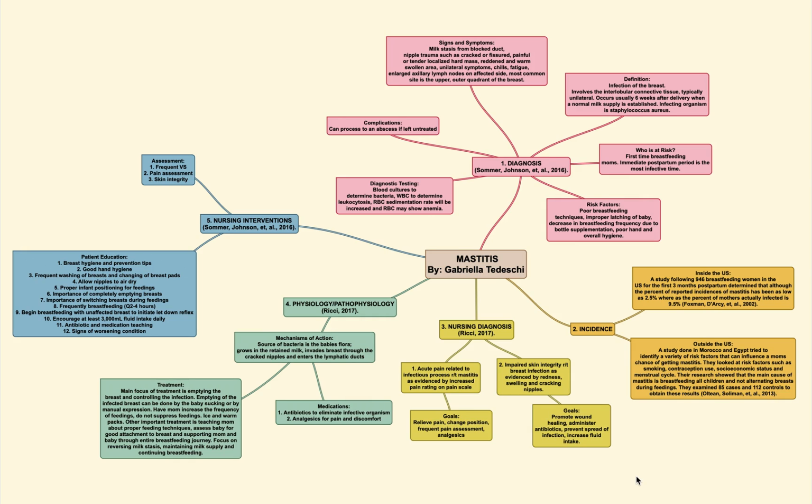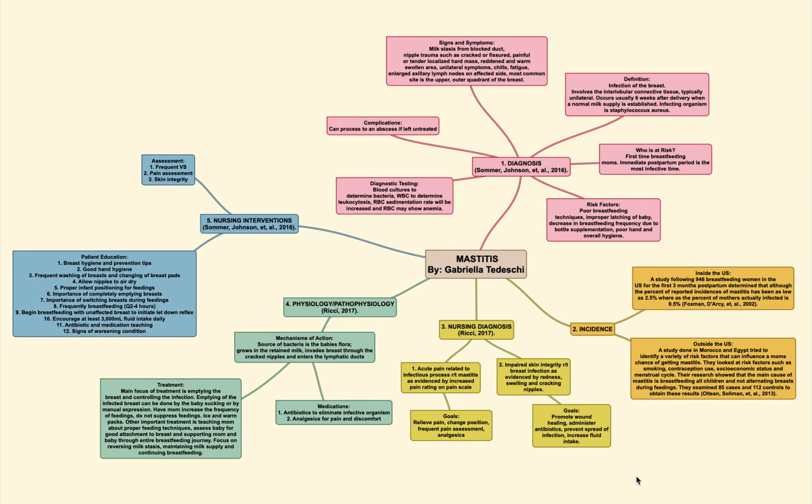And then the other article I found talked about incidences outside the US. It looked at Morocco and Egypt, and they tried to look at different risk factors that can influence mom's chance of getting mastitis. So they looked at smoking, contraceptive use, socioeconomic status, menstrual cycle. They looked at education. They looked at jobs. They looked at environmental factors. And in the end, they really showed that the main cause of mastitis is breastfeeding all children and mom not alternating breasts during feedings. They examined 85 cases and 112 controls, and that's how they obtained those results.